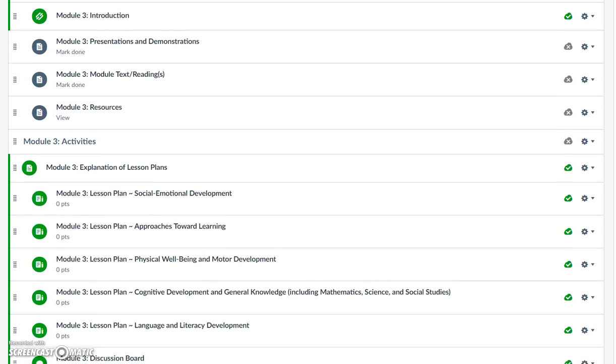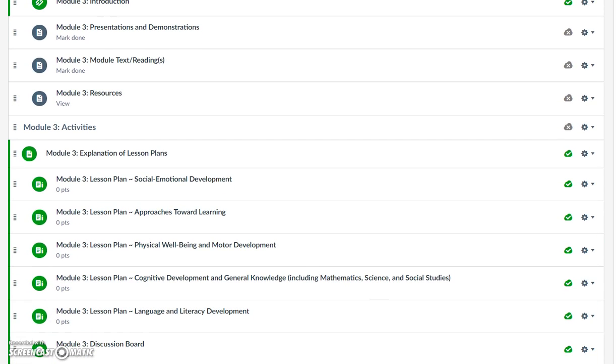So this doesn't mean you have to keep the same theme though. So for example, during your module 2, when you were doing your lesson plans on those domains, you could have a particular theme, and this theme can change. So don't worry about the theme or necessarily the topic. I just want to make sure each lesson plan is covering each developmental domain.